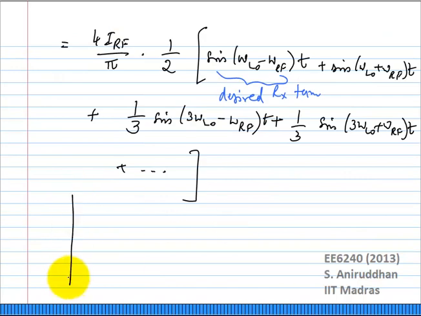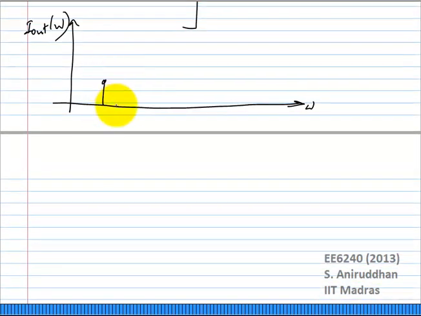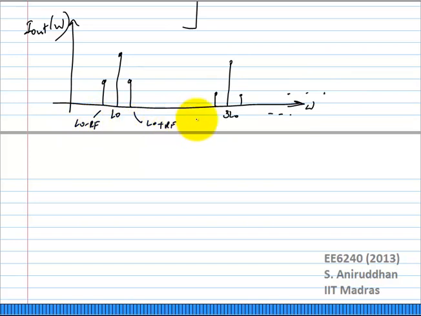So what you actually have at the output in the frequency domain will look something like this. So this is LO, 3LO and so on. You have LO minus RF, LO plus RF. This is 3LO minus RF, 3LO plus RF and so on. Right? This is what the output spectrum will look like.